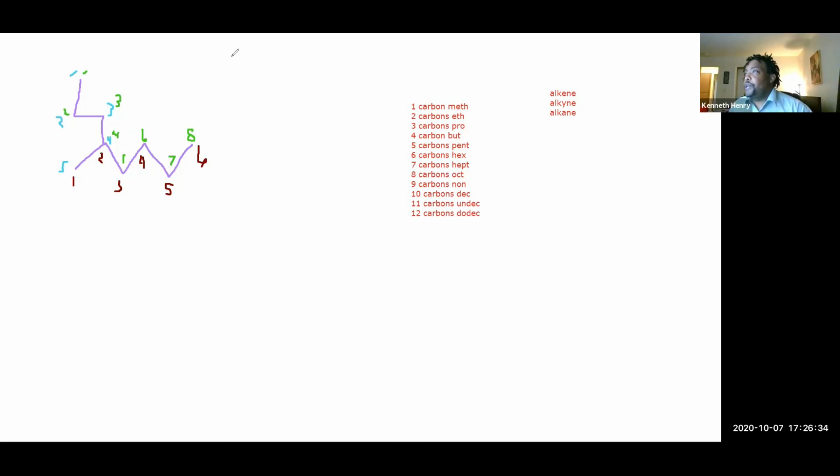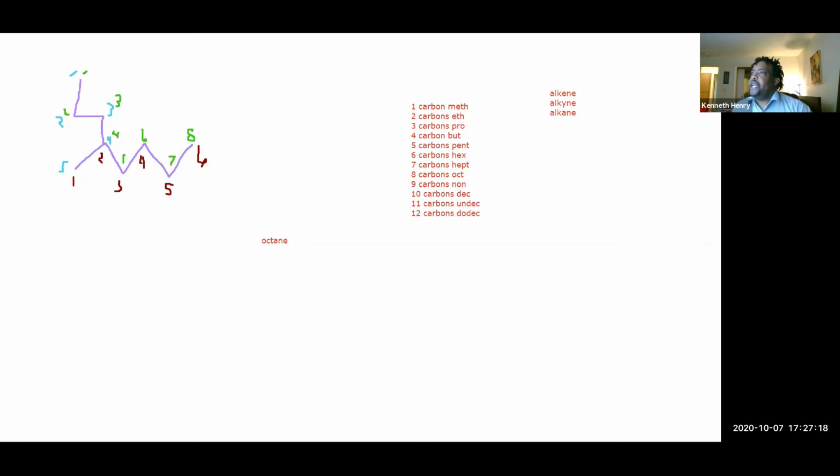Green. So our root is going to be, are there any double bonds here? No. So our root is going to be A-N-E, root meaning the last letters at the end. Yeah, A-N-E. And what is going to be my prefix? Oct. Octane. So if we chose the green route, on the 4th carbon, it has a single carbon.